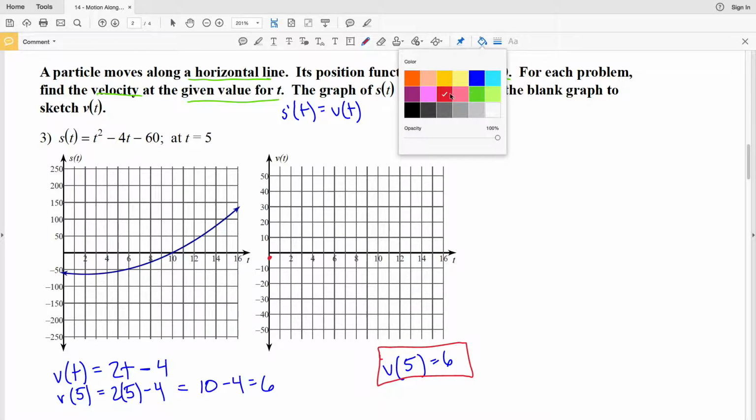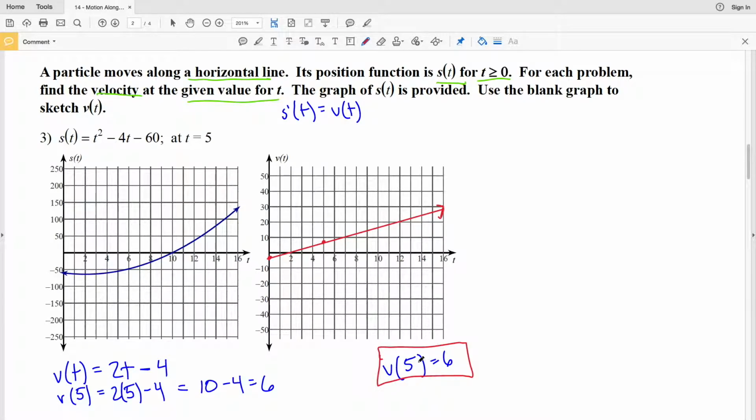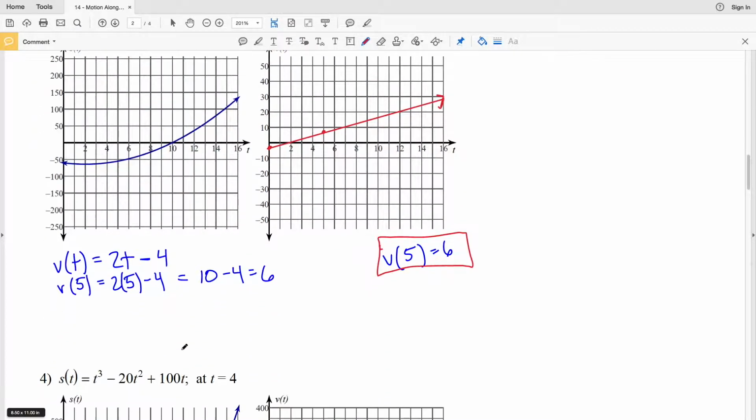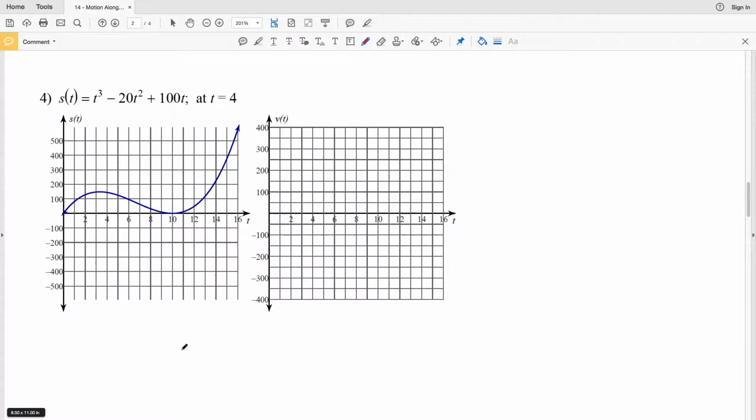So graphing (5, 6), we now have 2 points for our linear equation and can sketch that velocity graph. So v of 5 equals 6 means that when t is equivalent to 5, our velocity is 6. Now we'll continue on to the last problem on this worksheet.